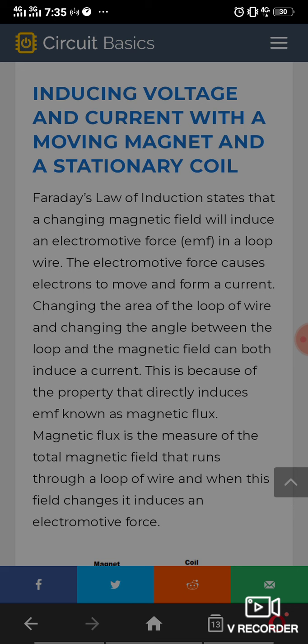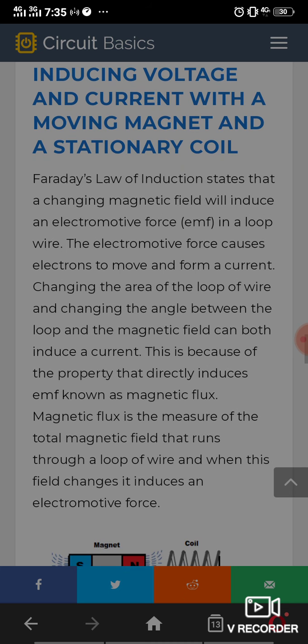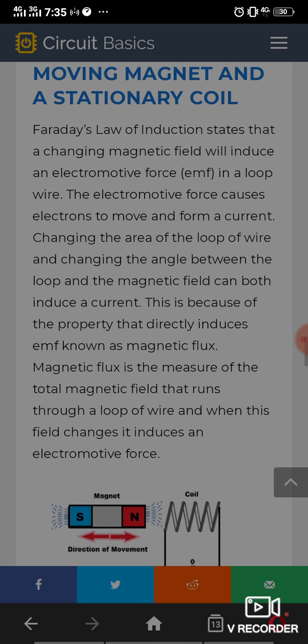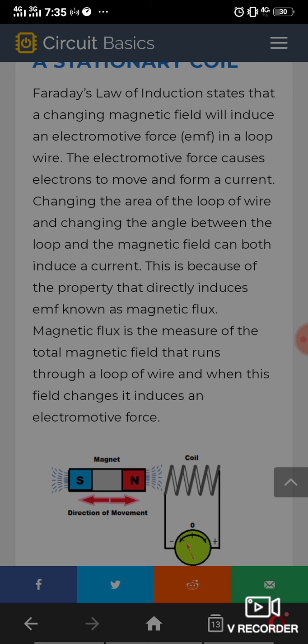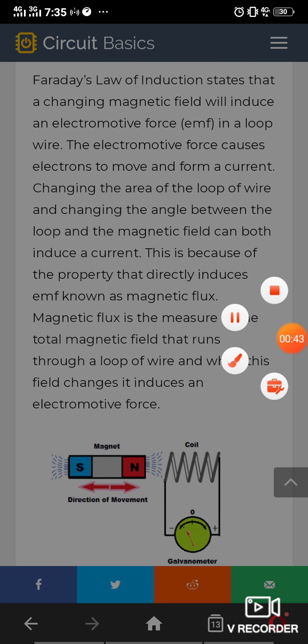This is because the induced EMF measures the total magnetic field that runs through a loop of wire when its field changes. Electromotive force.